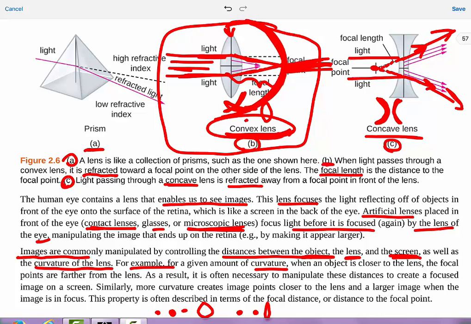So more curvature creates image points that are closer to the lens and a larger image when the image is in focus. This property is often described in terms of focal distance or distance to the focal point, which we've already talked about.